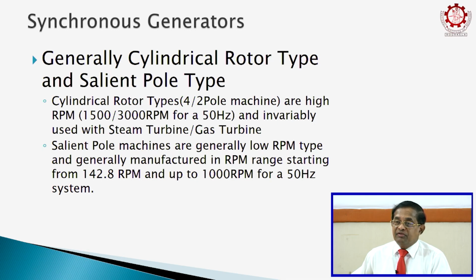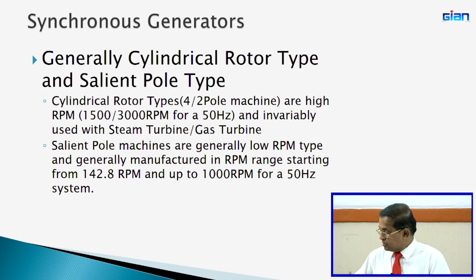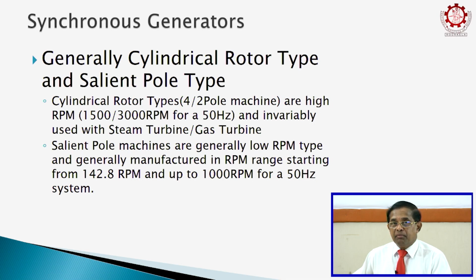So, in the projects we did, I think our rated speed was something like 750 RPM. So, as I remember, we used salient pole machines for those. We did not use a gearbox. One option is to have a gearbox and increase the speed to higher levels, so that you can go for even cylindrical rotor machines, right.